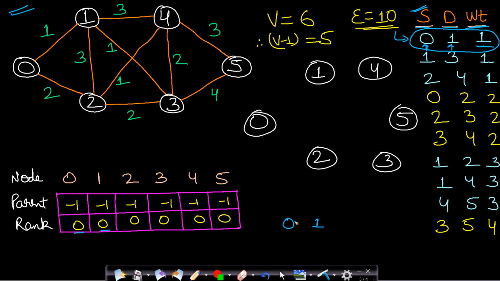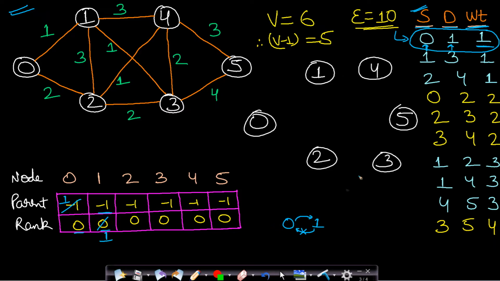Now we can join 0 with 1, or we can make 1 point to 0. I will assume that 0 will point to 1. Since they both have the same rank, you can do it either way. If 0 points to 1, then the parent of 0 will become 1, and the rank of 1 will increase by 1, so this will be 1. Whenever two tree structures having the same rank are joined together, the rank of the one being pointed to, that is the new absolute parent, will increase by 1. This I have explained in the disjoint set video. The link will be present in the description below.